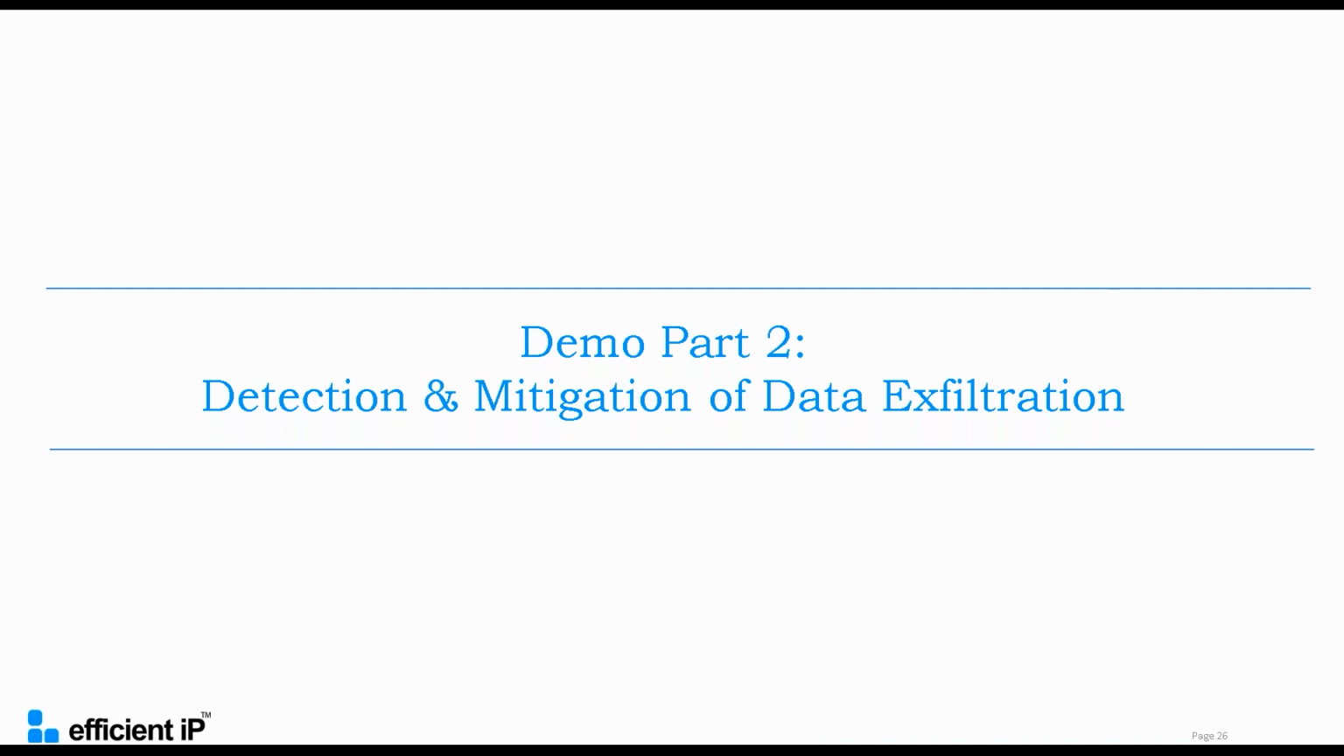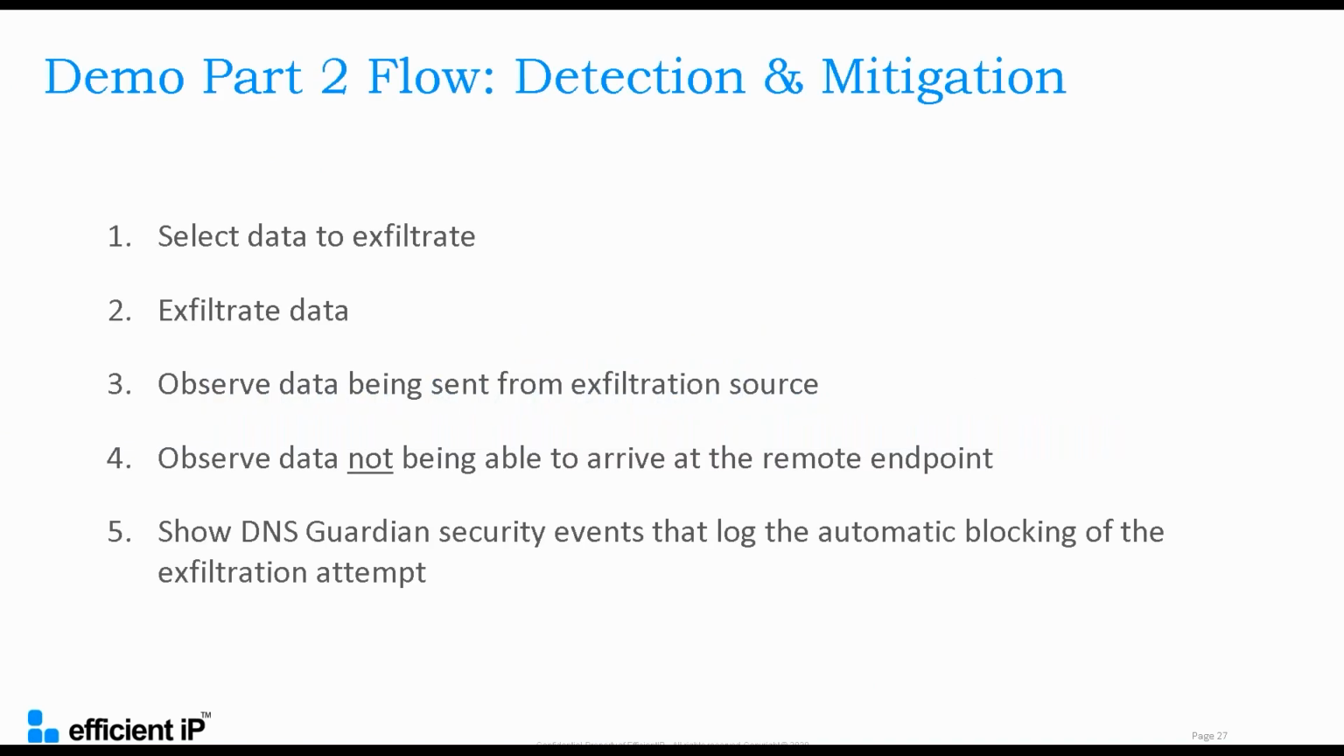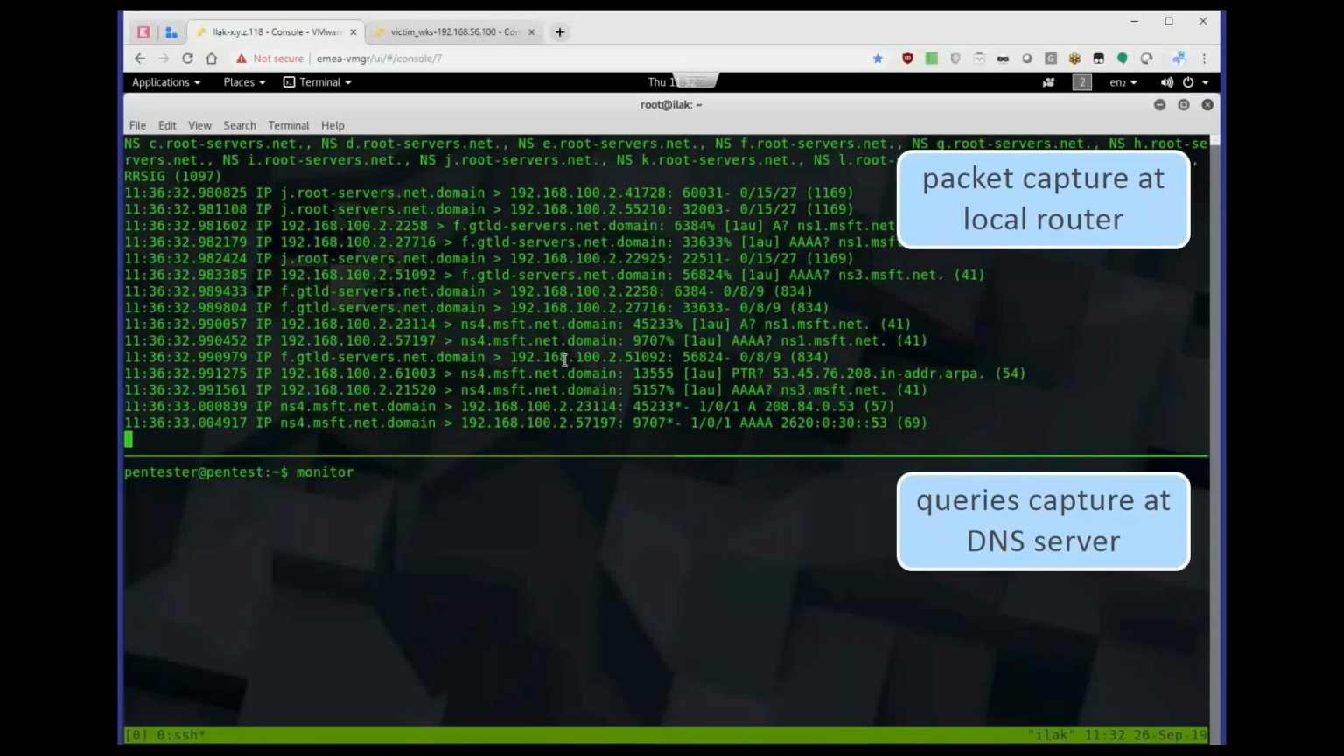So let's have a look at the demo again, or the examples again, but this time with a method to protect the network or the user. So much the same as before, we're going to select the data, we're going to exfiltrate it, we're going to watch it being sent. This time we're going to observe the data not being able to arrive at the endpoint. And then we'll see a quick walkthrough of the Guardian events that pop up to confirm that the traffic has been blocked.